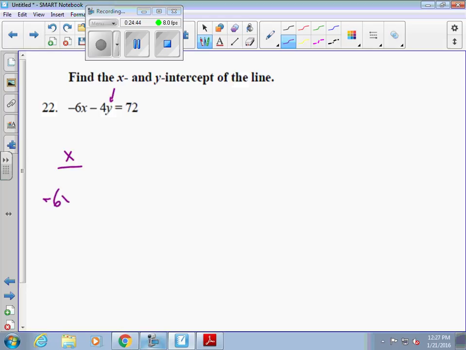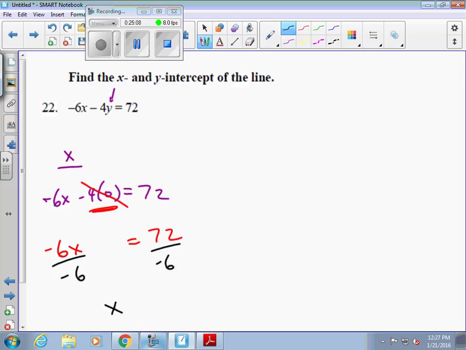So negative 6x minus 4 times 0 is equal to 72. When you multiply negative 4 and 0, you get 0, anything times 0. So what it's going to do is get rid of that part of the problem for you. So you have negative 6x equals 72. Get x by itself by dividing by negative 6. If you do it there, do it here. X then is equal to a positive divided by a negative is a negative. 6 goes into 7 one time, and you got 1 left over. 6 goes into 12 twice. So x is negative 12.